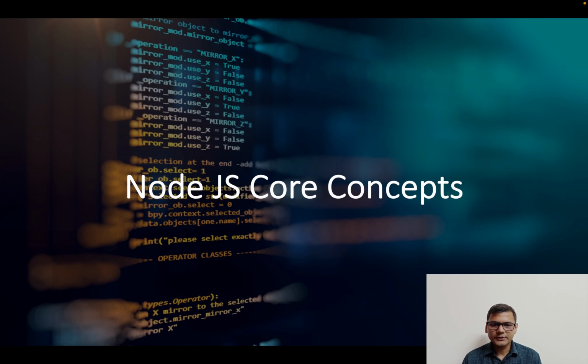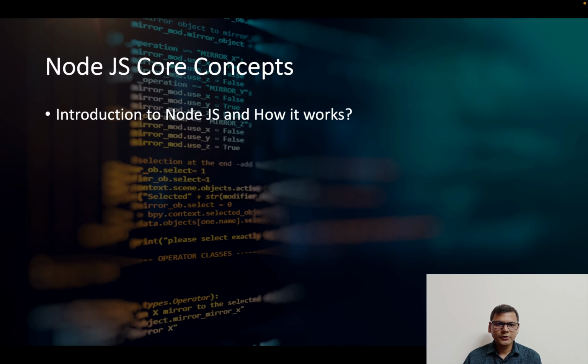Let's start with what we are going to cover in this particular series, the Node.js core concepts. In this series, we are going to have a session on Node.js and how it works behind the scenes, how Node.js performs. Then we'll talk about the libuv library and the event loop, how the event loop and libuv work with Node.js and facilitate it.